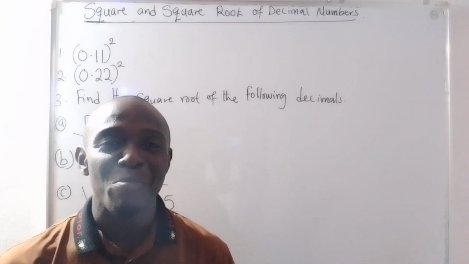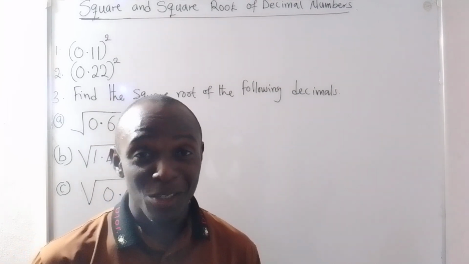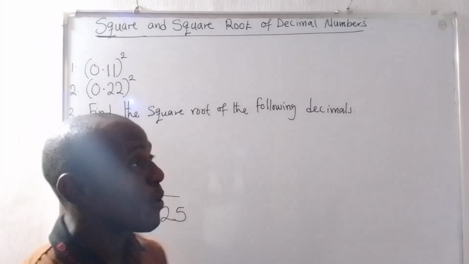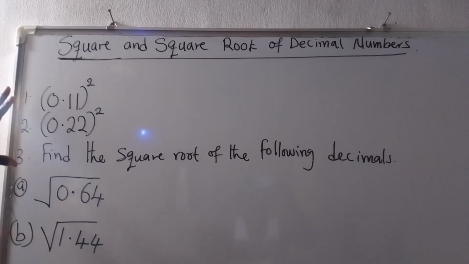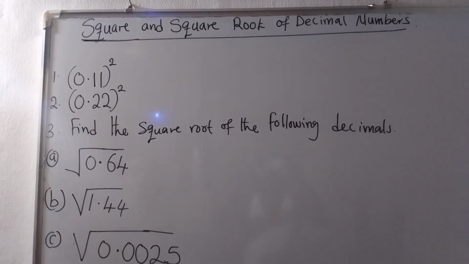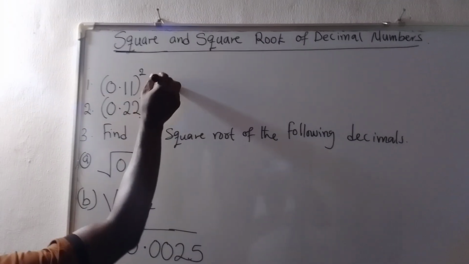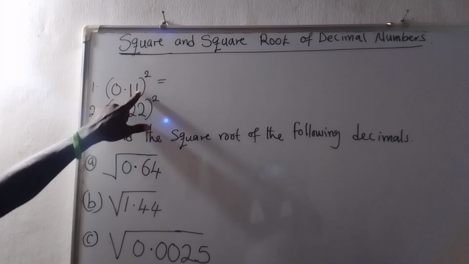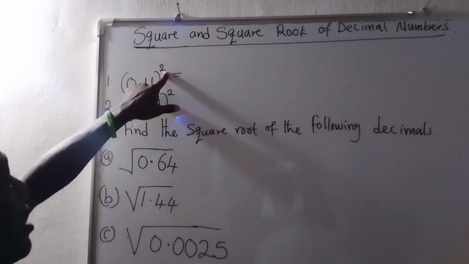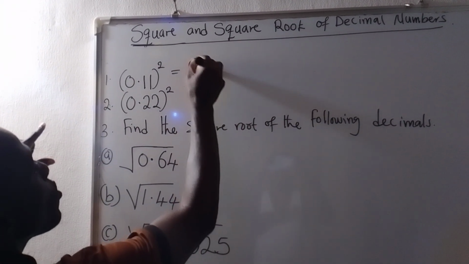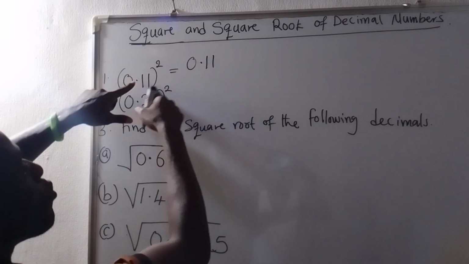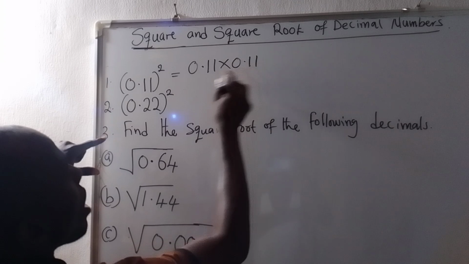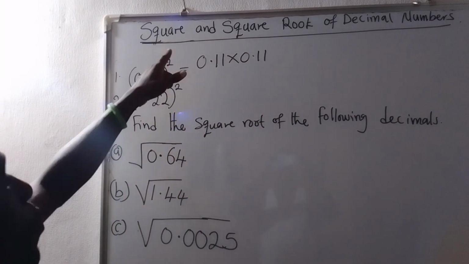You're once again welcome to Maths with Uncle Tony, and in today's section we'll be looking at square and square roots of decimal numbers. So you are to find the square and the square root of decimal numbers in this example. Number 1 says we have 0.11 all squared. What's the meaning of this square? It means that we are to multiply 0.11 twice. That's the meaning of this square.